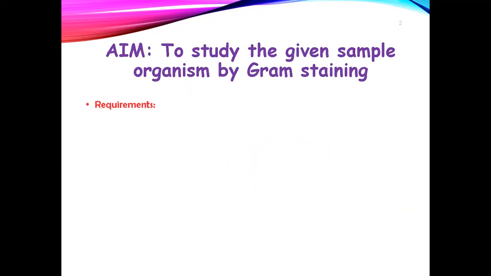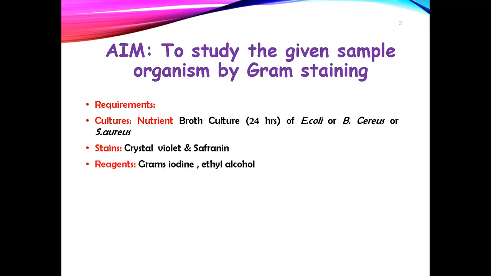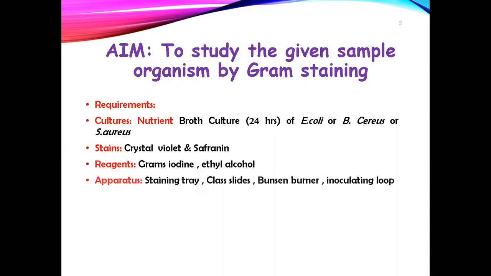The requirements for this practical are cultures, that is nutrient broth culture of E. coli or Bacillus aureus or Staphylococcus aureus. Then stains required are crystal violet and safranin. Reagents required are gram's iodine and ethyl alcohol. Apparatus required is staining tray, glass slide, Bunsen burner and inoculating loop. And equipment required is microscope.